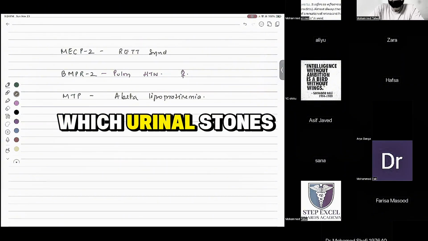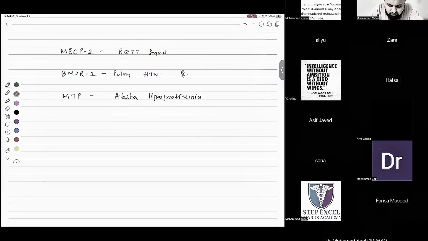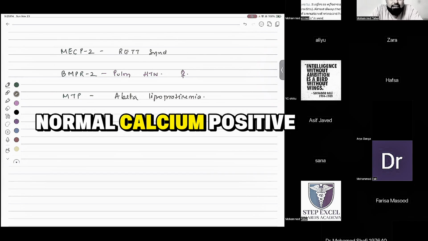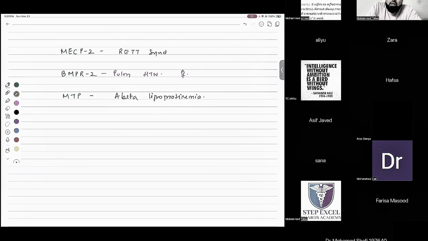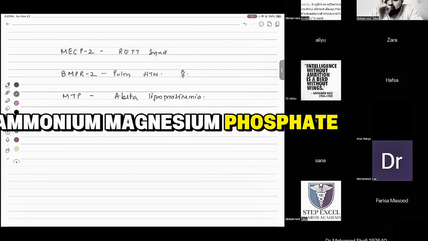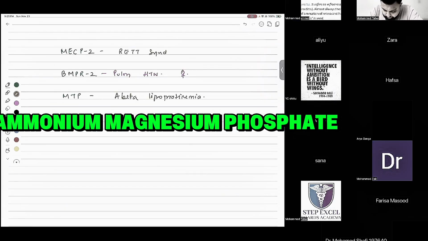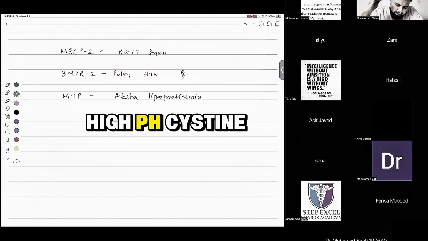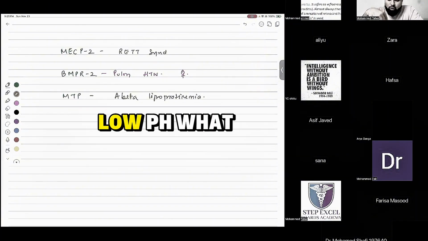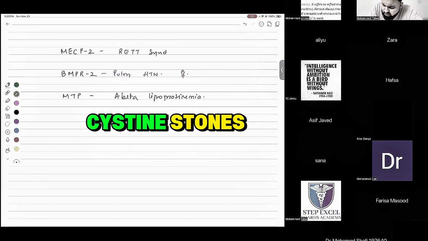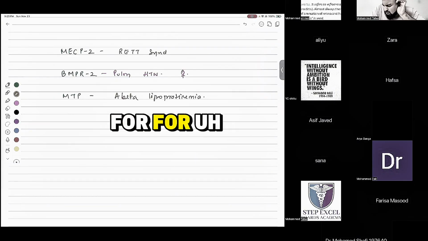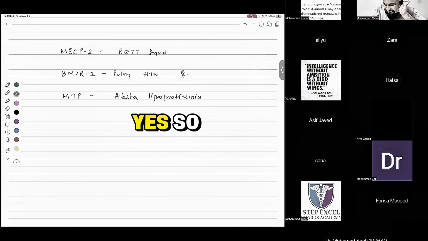Which urinary stones form at high pH? Calcium phosphate and ammonium magnesium phosphate stones form at high pH. Cystine stones form at low pH. What is the test that we were doing for the cystine stones? The cyanide nitroprusside test, isn't it? That turns it into blue color, right?